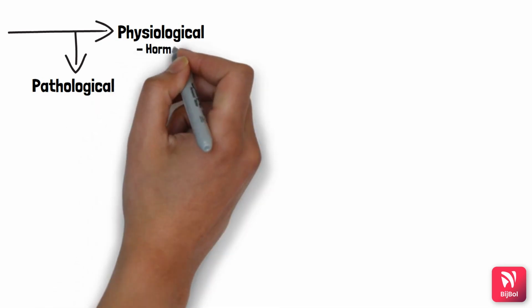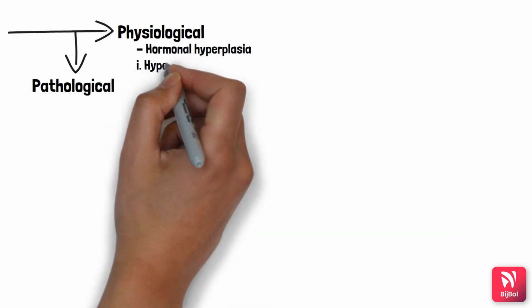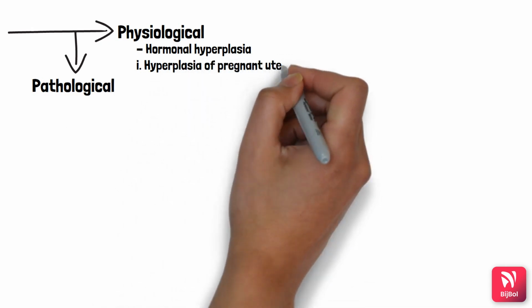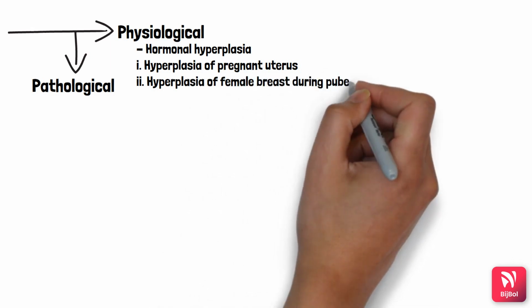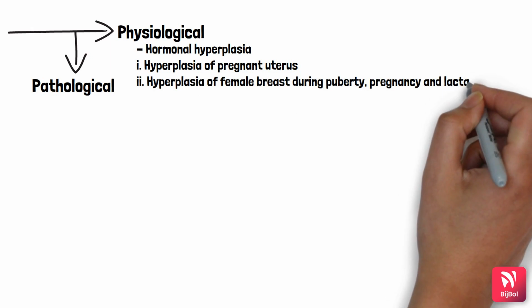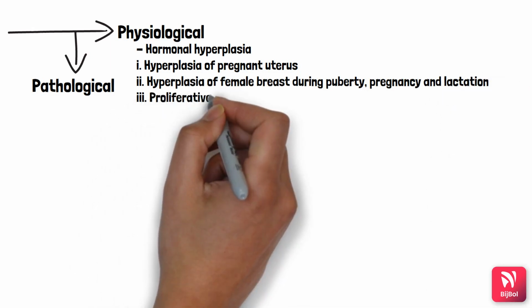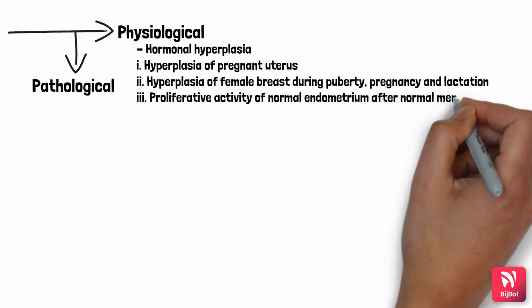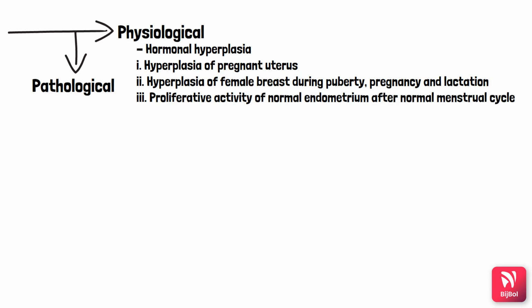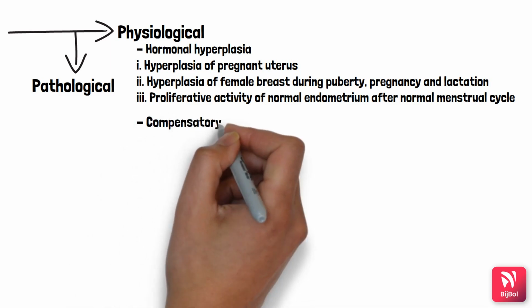Physiological hyperplasia is seen because of hormonal influence. So hormonal hyperplasia can be seen in hyperplasia of the pregnant uterus, as well as hyperplasia of the female breast at puberty and during pregnancy, as well as during lactation. And sometimes proliferative activity of normal endometrium is also seen after a normal menstrual cycle, because during the menstrual cycle there will be shedding of the endometrium. So after the menstrual cycle is over, there will again be hyperplasia, the endometrium will start to divide. So that is endometrial hyperplasia.